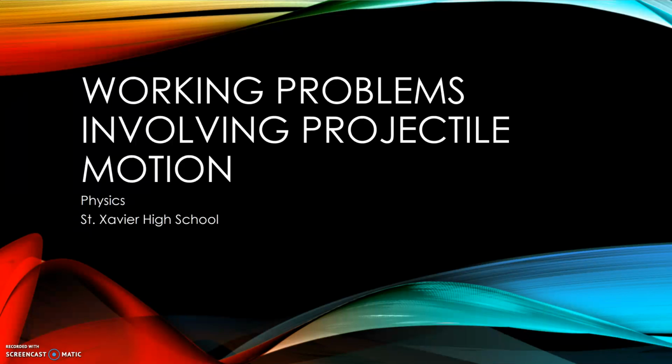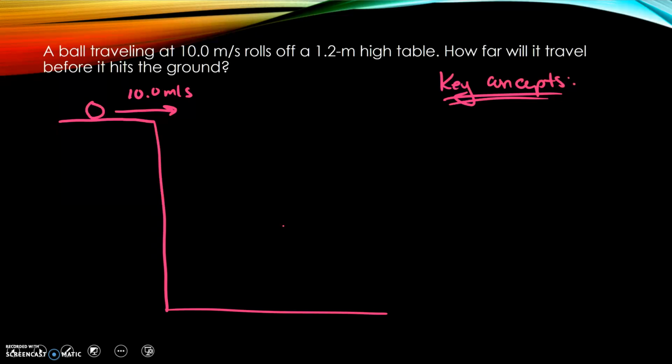Okay, so in this video, we're going to look at how we work problems using the concepts from the last video on horizontal projectile motion. So, working problems involving projectile motion. A fairly typical problem like this would be a ball rolling off of a table, and the question would be how far away from the table will the ball hit the ground?